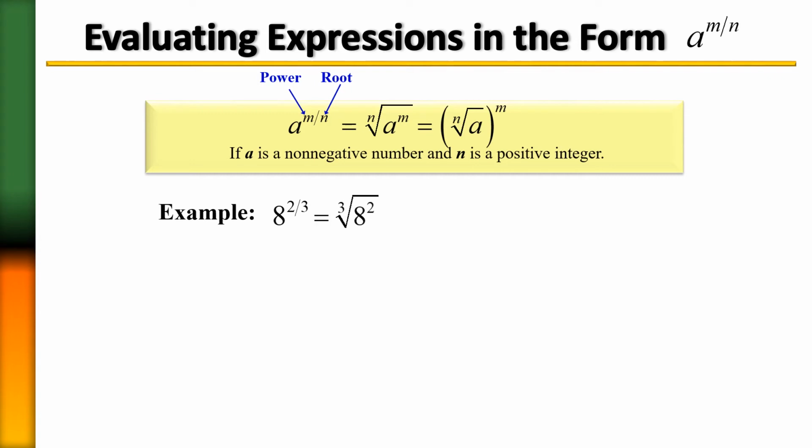So recall, we can write it like so. That's one way you can write it. When you write it this way, let's go ahead and proceed with solving it. 8 squared means 8 times 8, which is 64. And then now we need to find the cube root of 64. The cube root of 64 is 4. And so there we have solved and evaluated the expression.